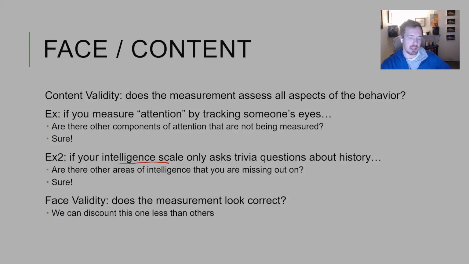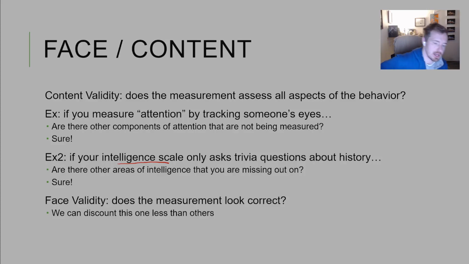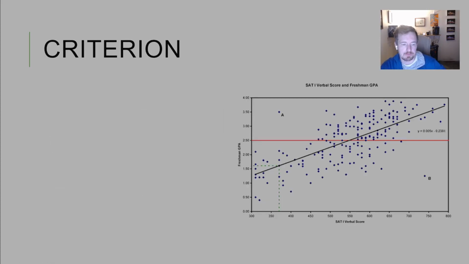Face validity, on the other hand, is, does the measurement actually look like what we think it's measuring? Which sounds very similar, but face validity is kind of like saying, does the measurement look like it's measuring what we think it's measuring? And that is subtly different than content validity, where content validity is saying, is it assessing all the aspects of that behavior? This face validity is saying, is it measuring what we think it's measuring?